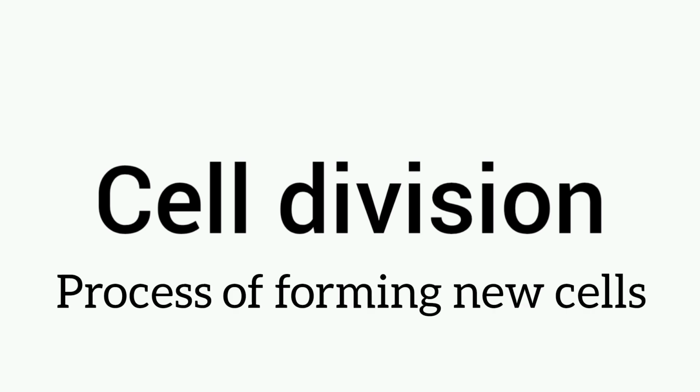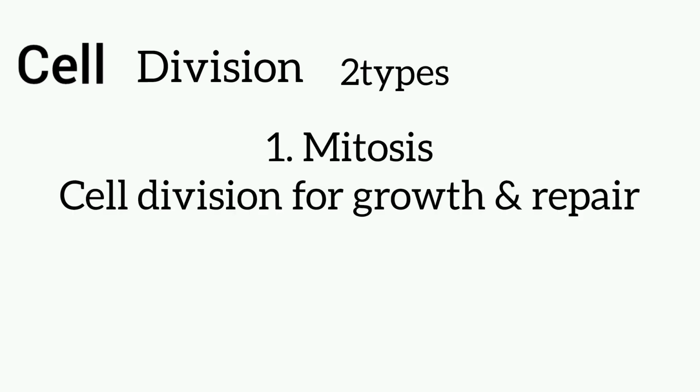Do you know why new cells are formed? To help the organism grow, to replace old, dead or injured cells, or to form gametes for reproduction. The process by which new cells are formed is called cell division. Cell division is of two main types. The first one is mitosis. Mitosis is the cell division meant for growth and repair.